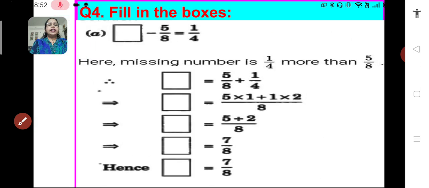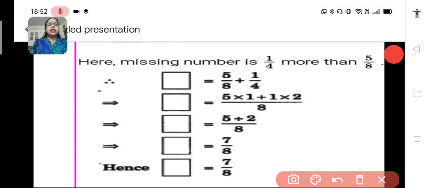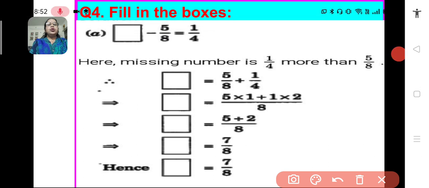Coming to the next problem. Question number 4, fill in the blanks. A dash minus 5 upon 8 is equal to 1 upon 4. So we have to fill in the box here. So the missing number is 1 upon 4 more than 5 upon 8, isn't it? Because 5 upon 8, when we are subtracting from this missing fraction, we are getting 1 upon 4.